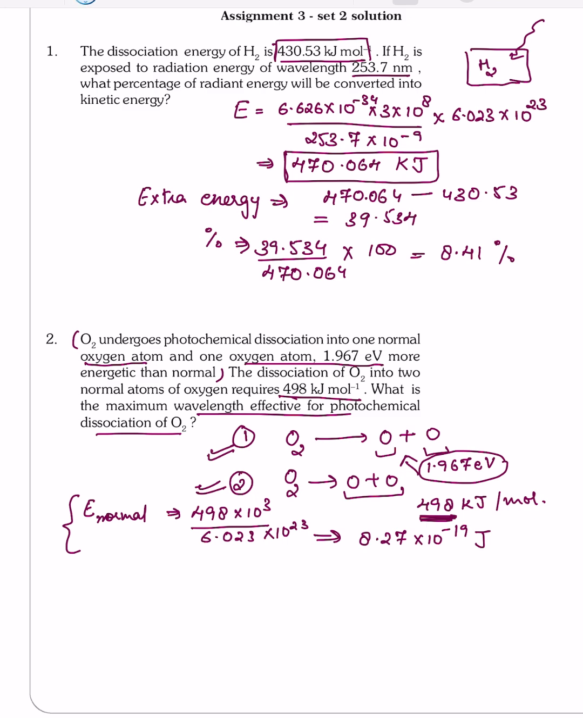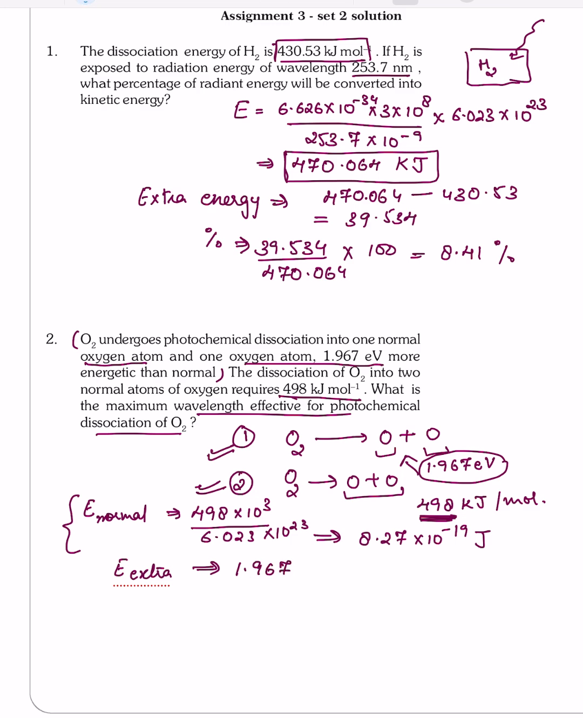must have been required. But normal dissociation has not happened. One atom is normally dissociated, and one atom has 1.967 electron volt more energy. So how much is this extra energy? E extra. How much is this extra energy? That is, first let's convert it into joules.